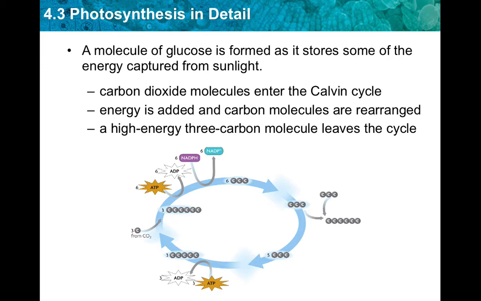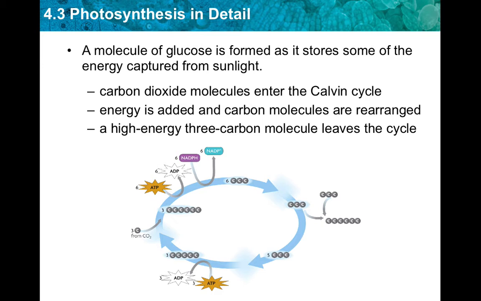So much process for such a simple product. So the first step is carbon dioxide enters. It is added to a 5 carbon molecule and a 6 carbon molecule is formed. So basically only one CO2 molecule can go through at a time. Then 3 carbon molecules are formed.